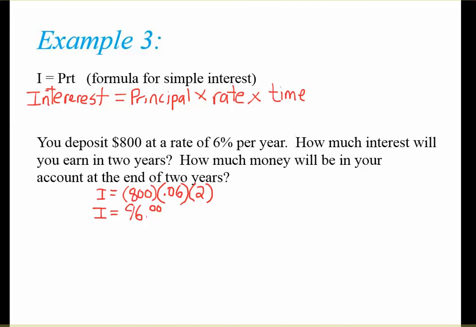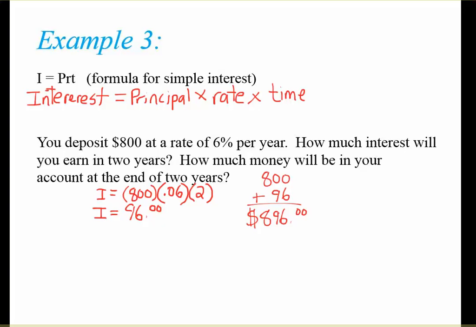Okay. Now the second question, how much money will be in your account at the end of 2 years? It's a very different question. You started with $800, so it wouldn't make sense to have $96 in your account. You're going to have to add that 96 onto the $800. So there's an addition process there. $800 plus the interest you've earned. At the end of that time, you will have $896.